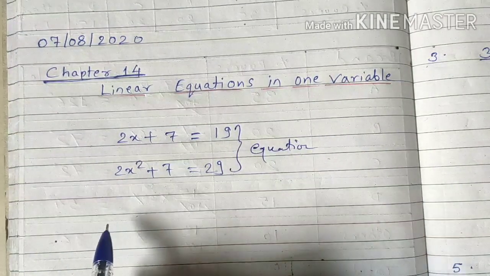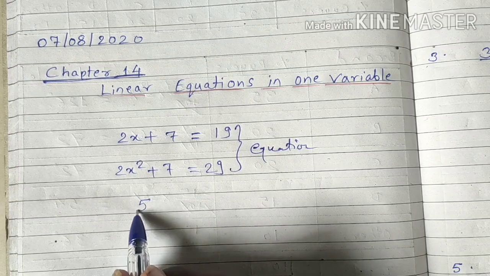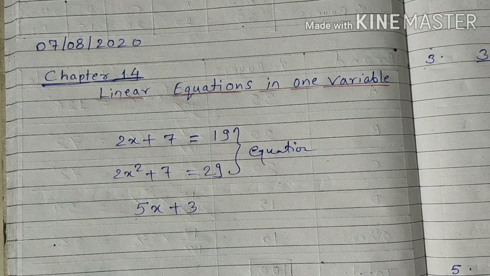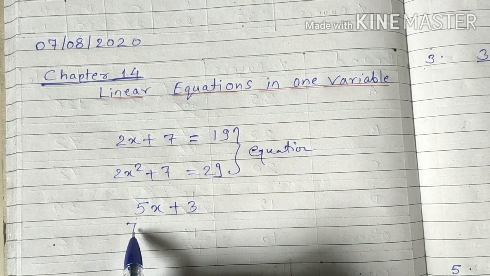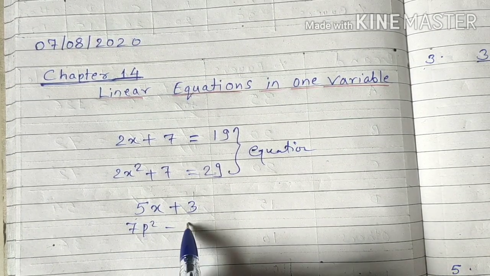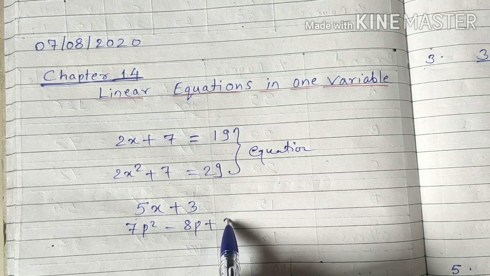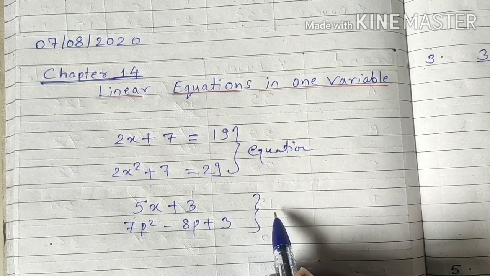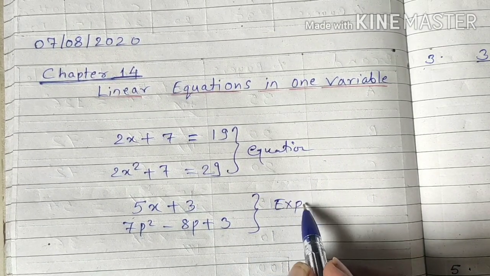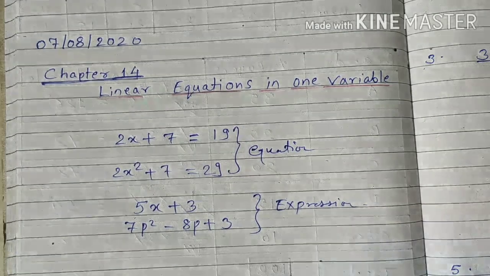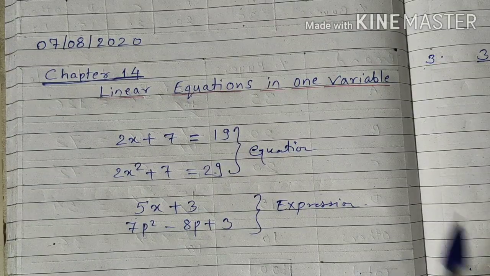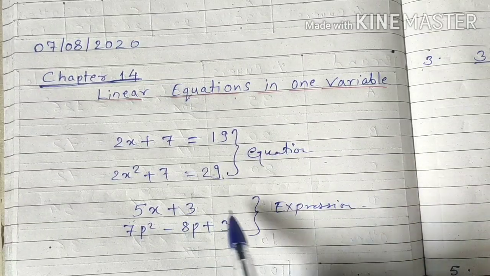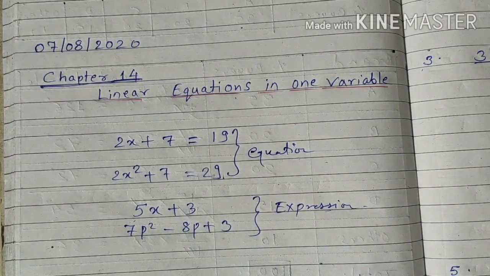Okay, now if there is no equal to sign, suppose 5x + 3, the equal to sign is not there, or we can say 7p² - 8p + 3. There is no equal to sign, so such mathematical statements are called expressions. Since our chapter is related to equations, we are going to learn this type of equation. We are not going to discuss expressions.